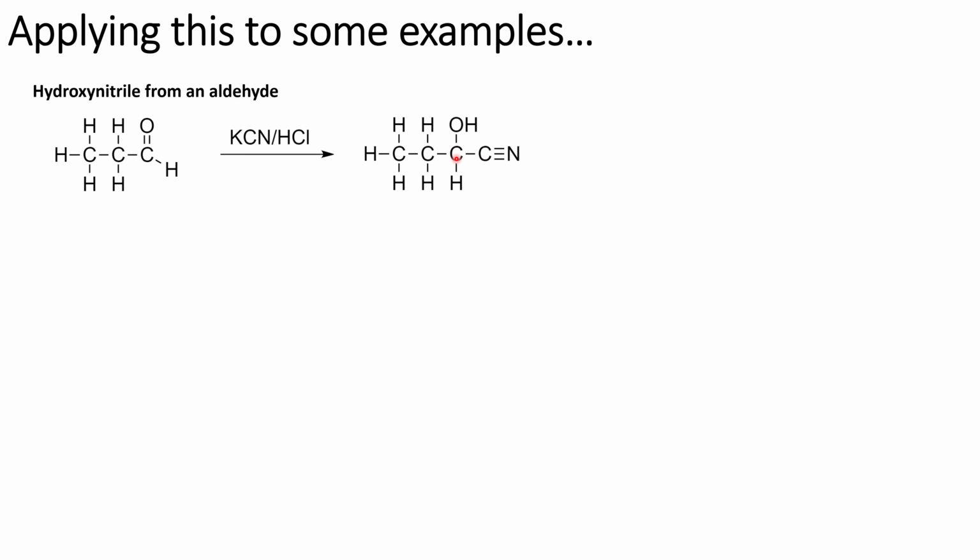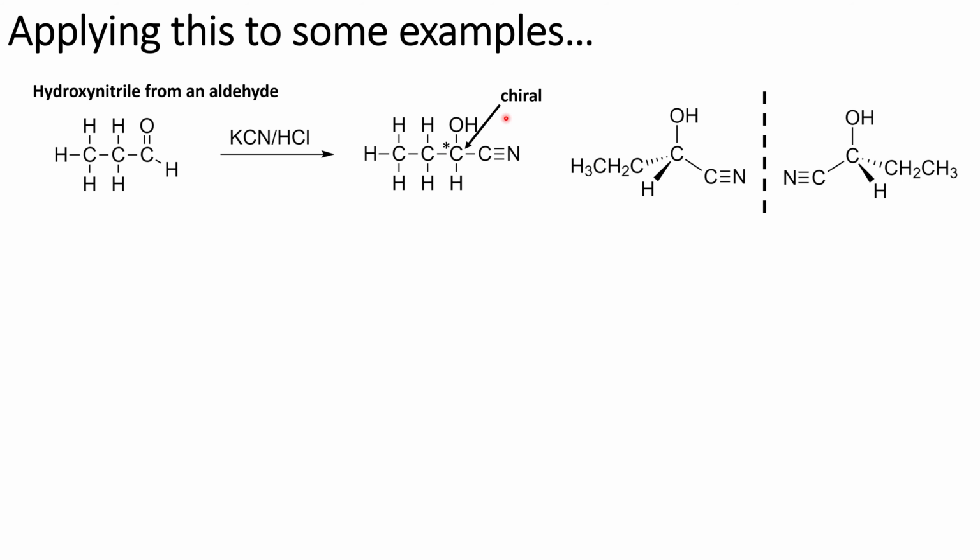If we examine the carbon that's changed, which was this carbon here, which is here, we can see that it's got a hydroxy group, a nitrile group, a hydrogen group, and an ethyl group. So therefore, it does have 4 different substituents, so it's chiral, and we can mark it with a star to show that it's chiral. I'll draw a 3D representation of it here as well, and then I'll show its optical isomer. So that chirality resulted in optical isomers.